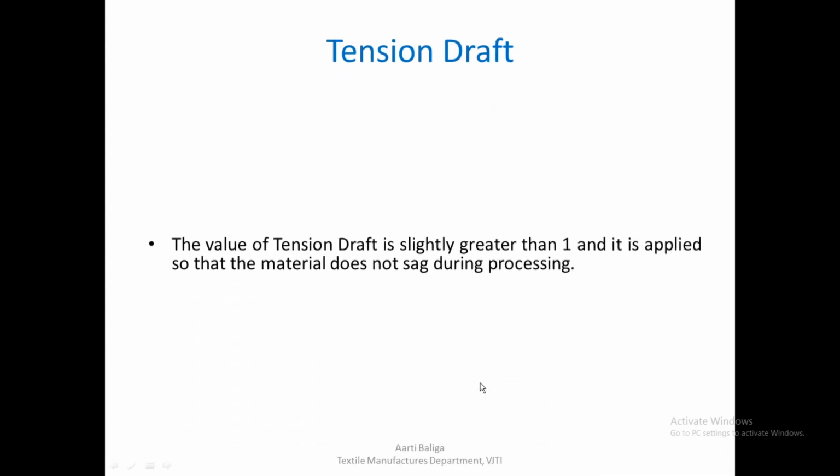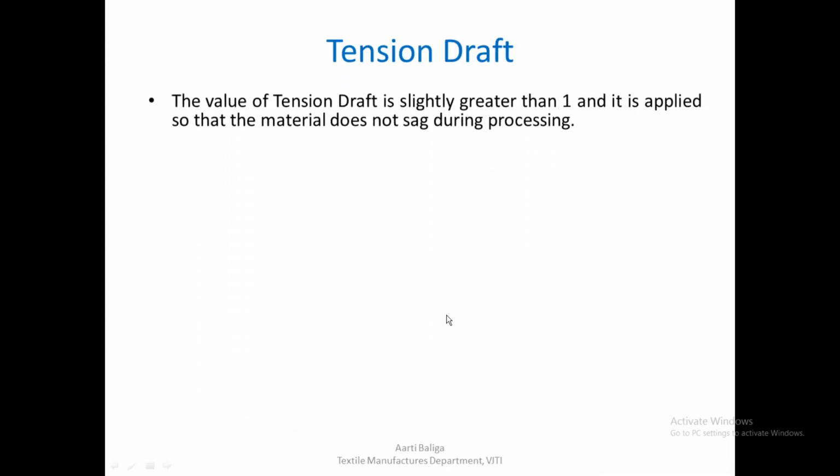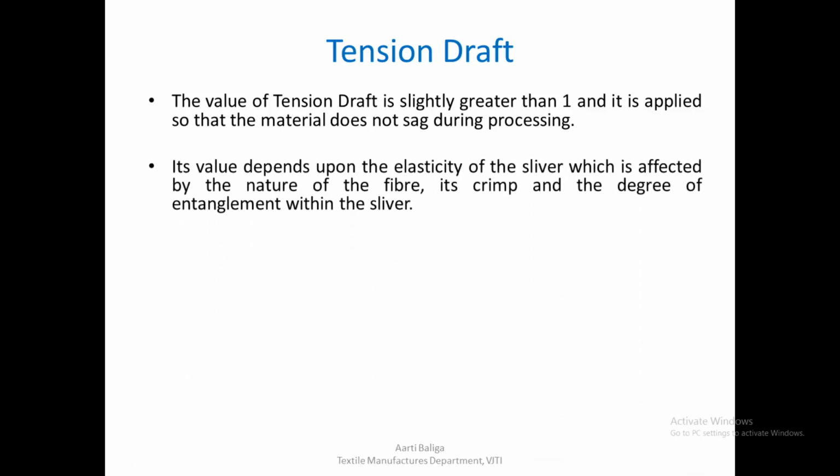Tension draft, this is another important factor. The value of tension draft is slightly greater than 1, and it is applied so that the material does not sag during processing at certain places. So its value depends upon the elasticity of the sliver, which is affected by nature of the fiber, its crimp and its degree of entanglement within the sliver. So fiber characteristics will to a large extent decide the elasticity of the fiber, and this in turn will decide the tension draft that you can apply.